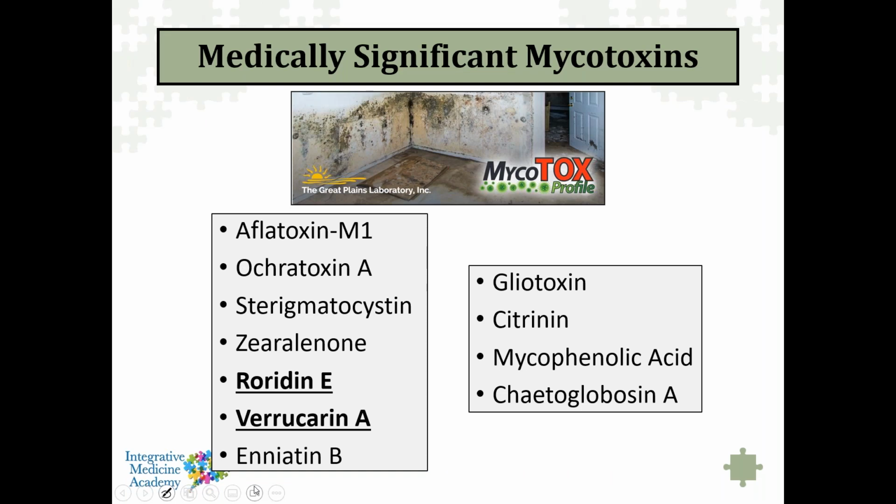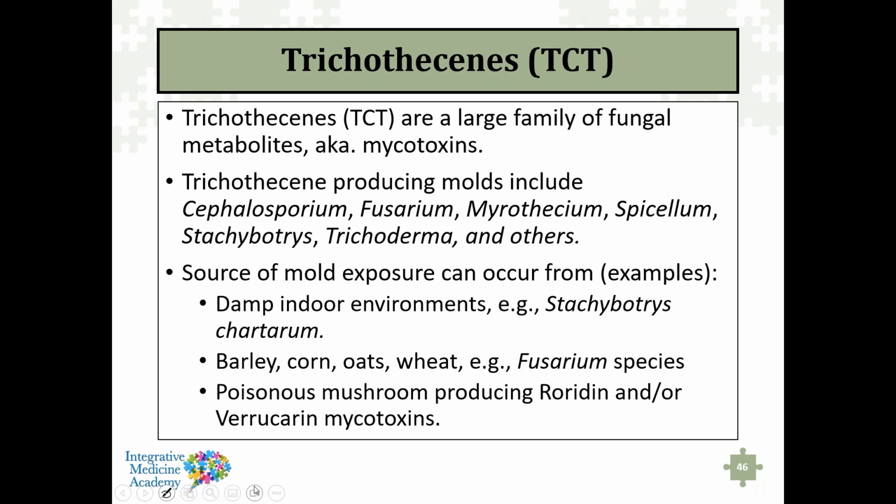Now, one of the other things to look at, and we get into this quite extensively in the Toxicity Mastery Course, is mycotoxins. So there's all kinds of different mycotoxins, from the Aspergillus mycotoxins of aflatoxin, ochratoxin, for example, gliotoxin. I want to take a look at Roridin E and Verrucarin A, because this doesn't get discussed all that often. These particular mycotoxins are called trichothecenes.